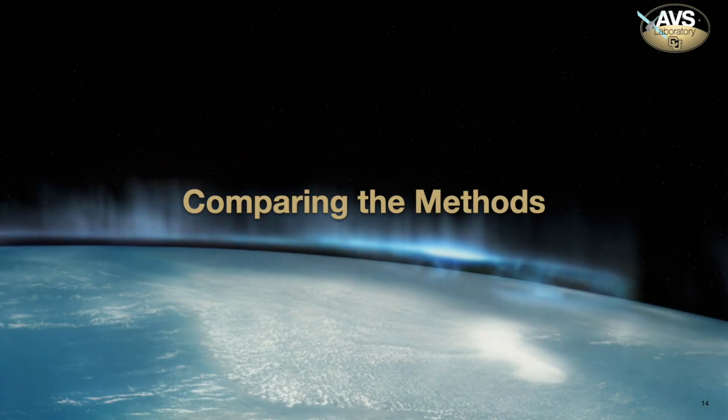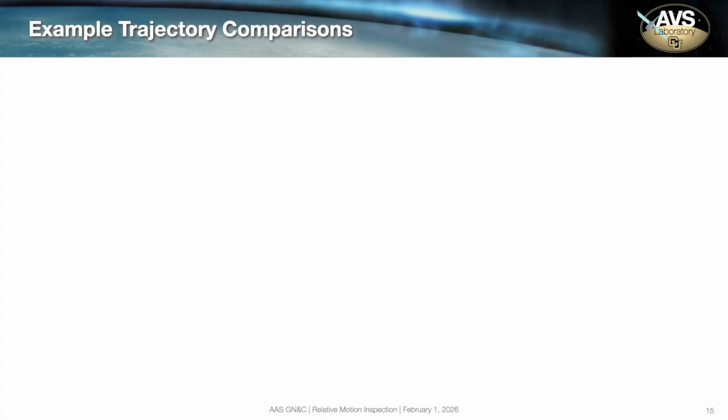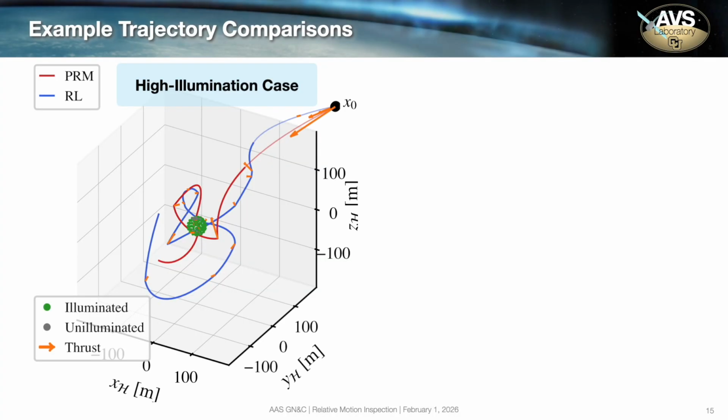Now that we have our two methods defined, we can compare them. We'll start by looking at example trajectories in two cases. In the first, we have a high illumination case, so this is a case where most of the RSO is illuminated at some point over the orbit.